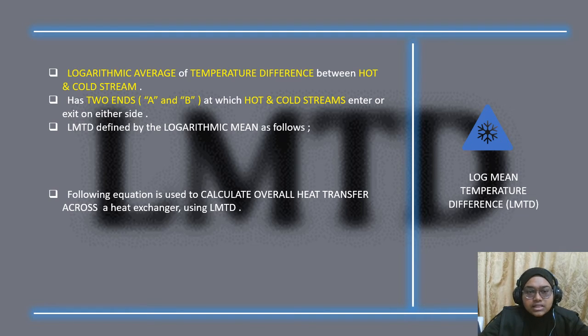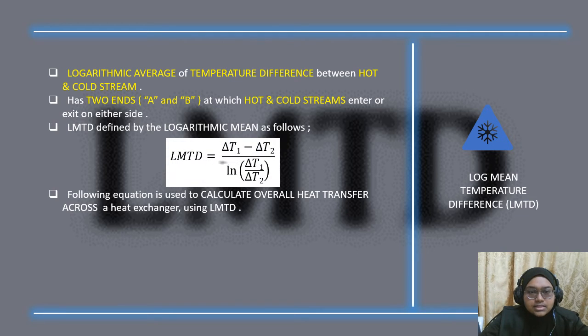LMTD is defined by the logarithmic mean as follows: LMTD equals delta T1 minus delta T2, divided by ln of delta T1 divided by delta T2. Delta T1 is the temperature difference between the hot and cold fluid at one end of the heat exchanger, while delta T2 is the temperature difference between the hot and cold fluid at the other end of the heat exchanger.